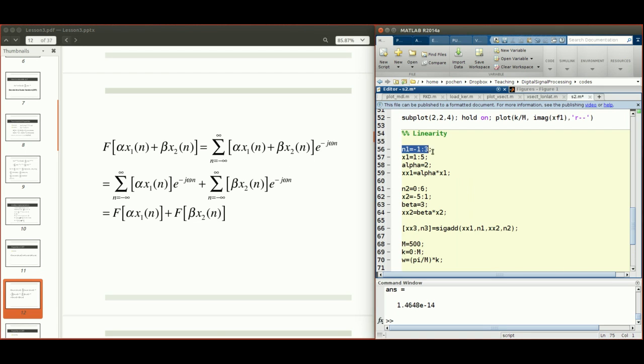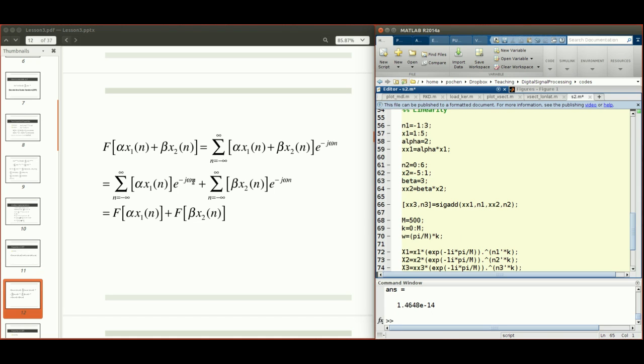So here I have defined two signals, basically n1, that's the horizontal axis of the first signal, goes from -1 to 3, and then x1 goes from 1 to 5, right? And then we have a coefficient alpha equal to 2 for the first signal, right? And then xx1 is basically the scaled version of x1, alpha times x1. And then I do the same thing for the second signal. The second signal goes from 0 to 6, and then the amplitude goes from -5 to 1. And then the coefficient I'm going to multiply, beta, is equal to 3. And then xx2 is basically a scaled version of x2, just x2 times this scalar, right?